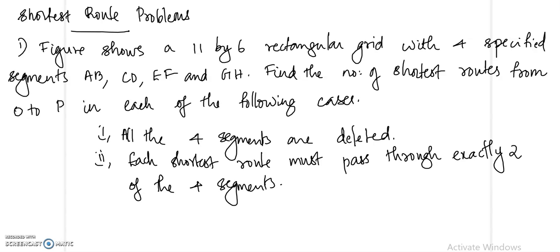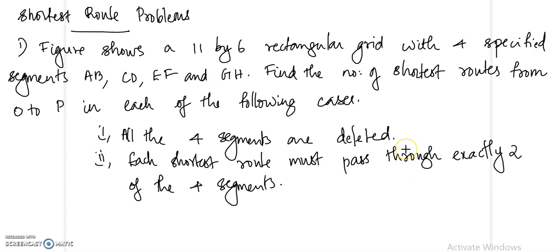Hello, so in today's class we'll see the next type of problem. The next type of problem we'll solve using the generalized principle of inclusion and exclusion is the shortest route problem. So let us look at an example.